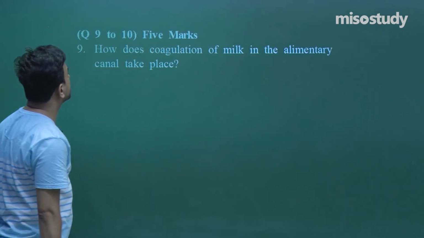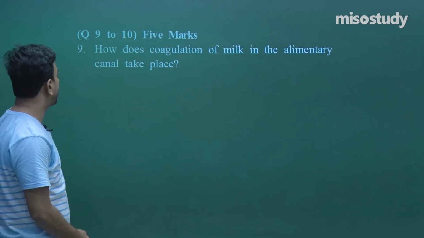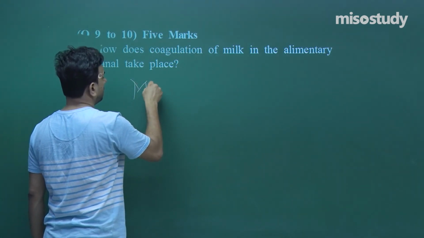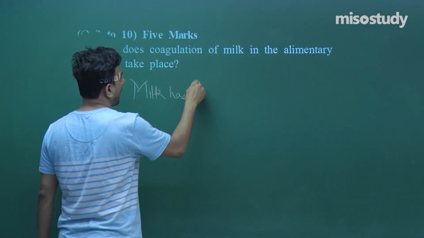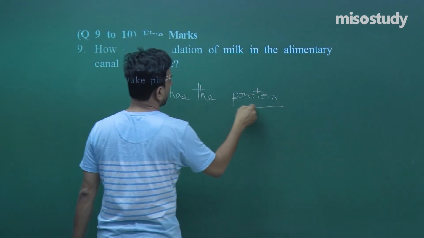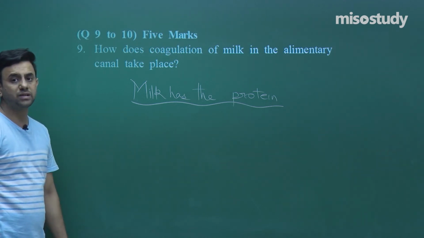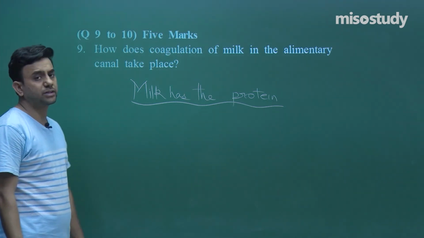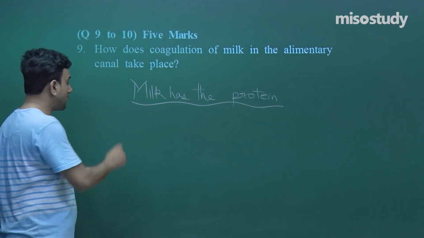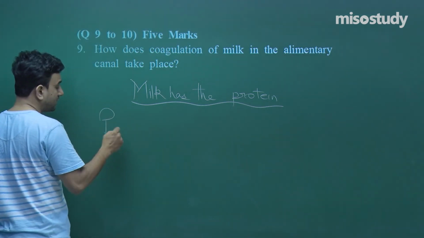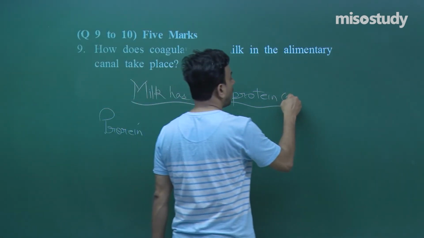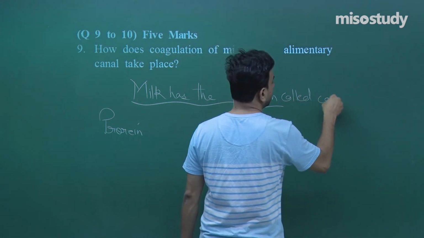We move on to the next question. How does coagulation of milk in the alimentary canal take place? Milk has the protein. Now, as I told you already, in the stomach there is an enzyme called prorenin. Milk has a protein called casein.